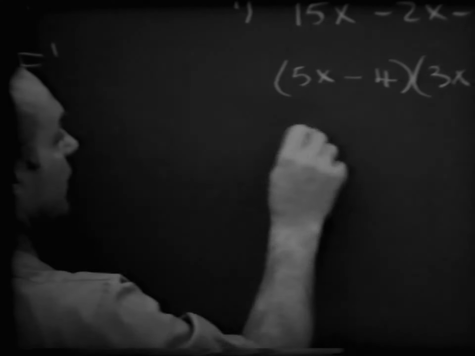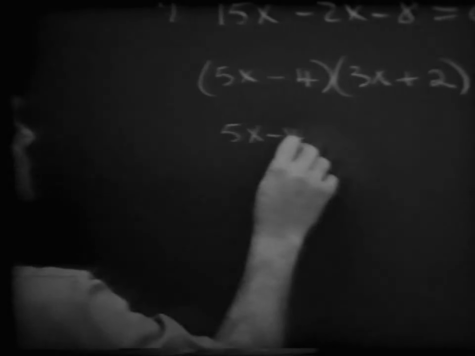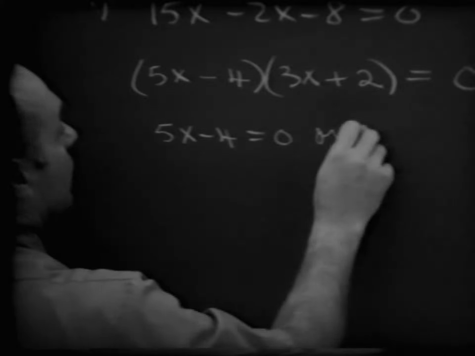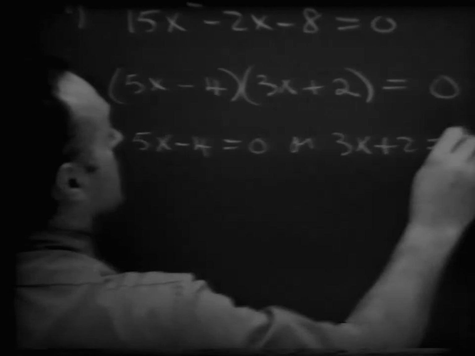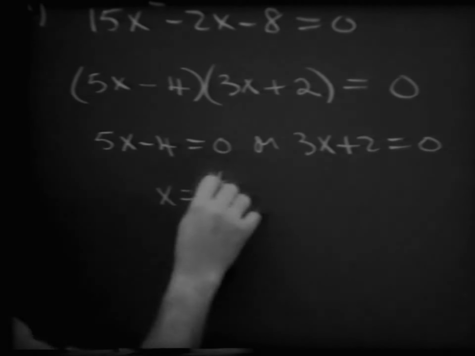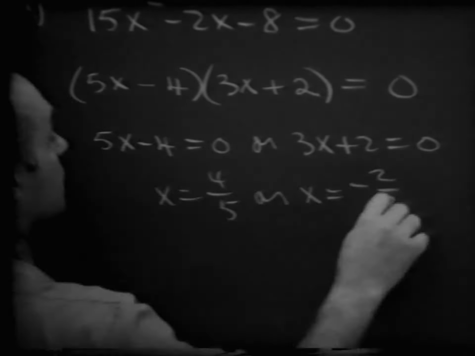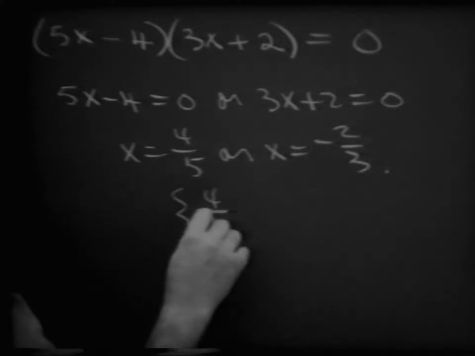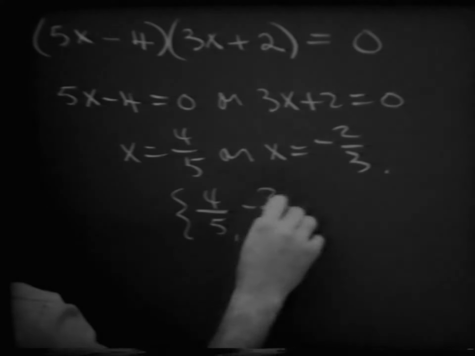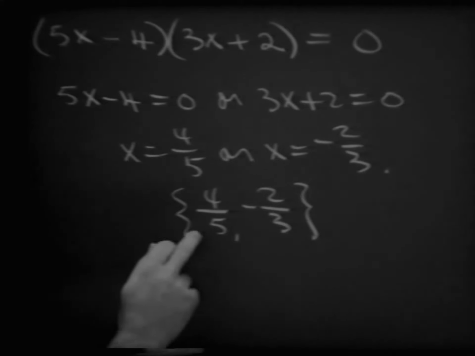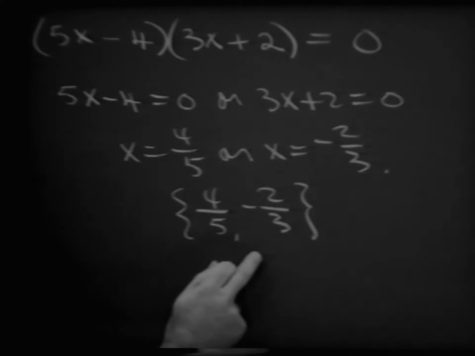Now looking at this, one of our theorems tells us that therefore this factor is equal to 0, or this factor is equal to 0, and therefore we have x is equal to 4/5, or x is equal to negative 2/3. We say that our solution set indeed consists of both of these elements, and if we were to check, I think you would agree that our solution set would be 4/5, negative 2/3.